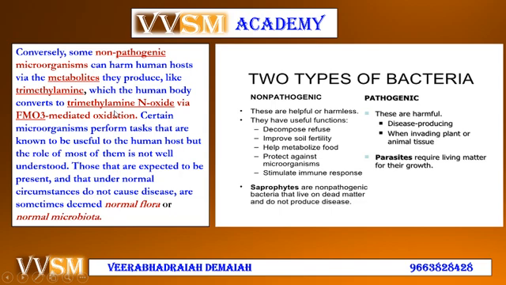Conversely, some pathogenic microorganisms can harm the human heart via metabolites. They produce trimethylamine, which the human body converts to trimethylamine N-oxide via FMO3-mediated oxidation. Certain microorganisms perform tasks that are known to be useful to the human host, but the role of most of them is not well understood. Those that are expected to be present and that under normal circumstances do not cause disease are sometimes deemed normal flora or normal microbiota.